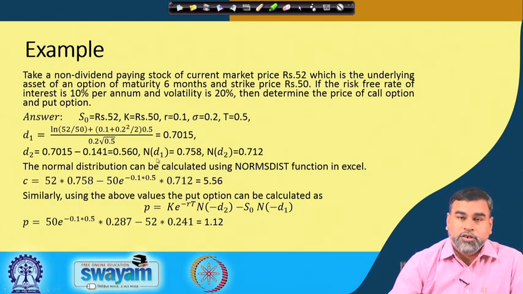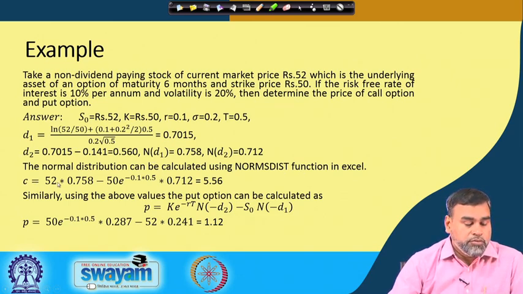Then you can go to the normal distribution table for d1 and d2, and you can find N(d1) is 0.758 and N(d2) is equal to 0.712. You can also use Excel for calculating this, with the NORM.DIST function for these values of d1 and d2.